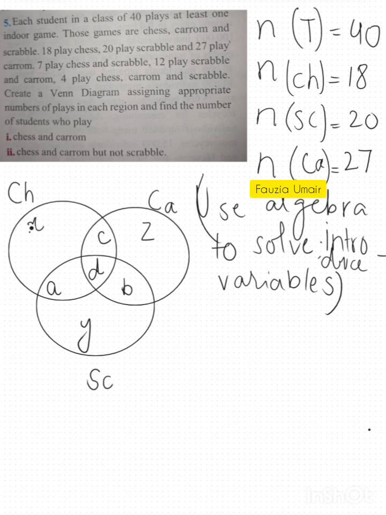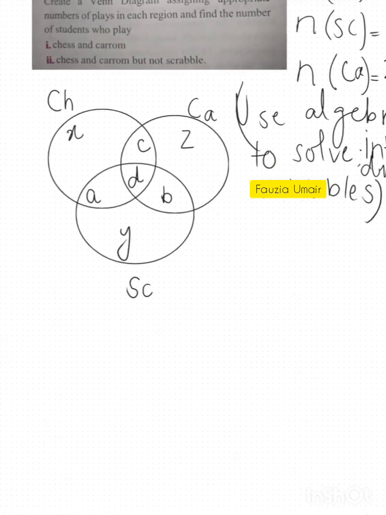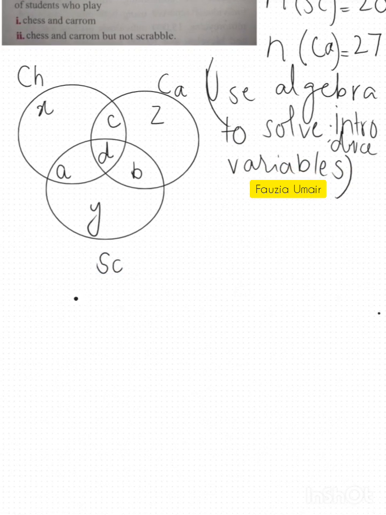So now let's see how we will make equations and how we are going to solve them. Just to give you an idea, D, as I told you earlier, is the common area for all three. Basically this Venn diagram is dividing students into 8 groups. I will explain how.